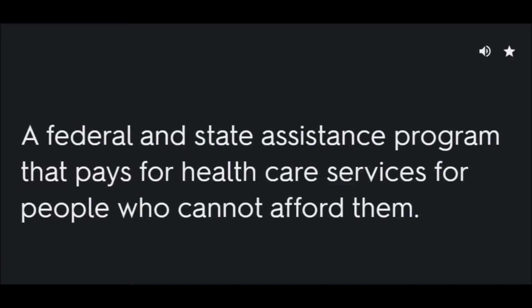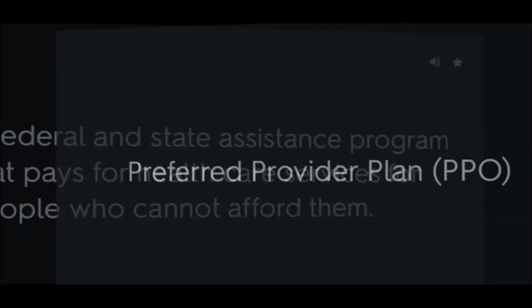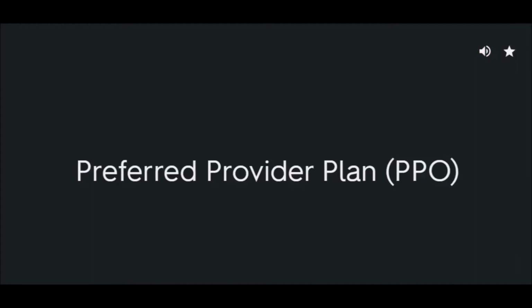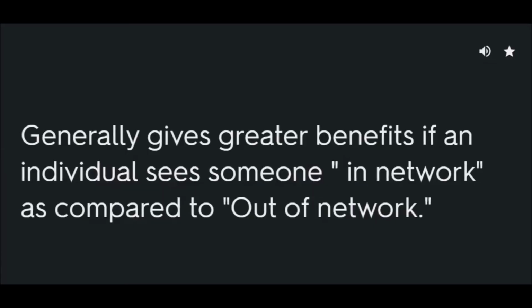Medicare: a federal program of health insurance for persons 65 years of age and older. Medicaid: a federal and state assistance program that pays for healthcare services for people who cannot afford them. Preferred provider plan: generally gives greater benefits if an individual sees someone in-network as compared to out-of-network.